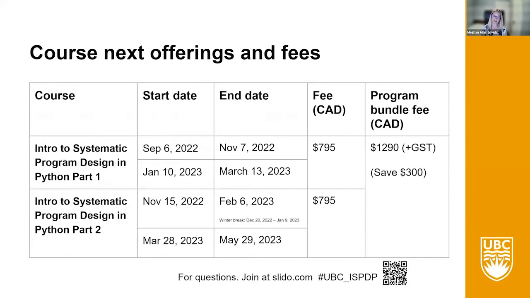As we discussed, the next 2 offerings of part 1 start on September 6th and January 10th. And the next 2 offerings of part 2 start on November 15th and March 28th. And as you can see, we have a winter break. I think that's about 3 weeks, from December 20th until January 9th. So that's why those dates look a lot longer. It's still the same number of weeks of the course, but we take a break from mid-December until early January. And you can see the program fee for each course, and then there's a bundle fee if you register for both courses.